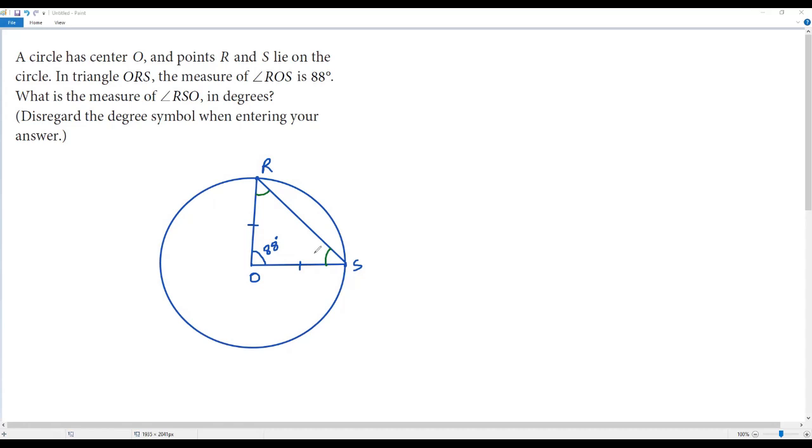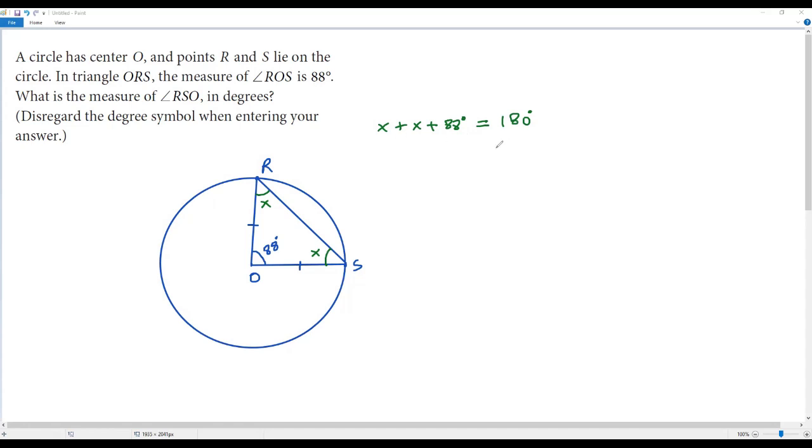Now let me assume x as the measure of angle RSO. Then what is the measure of angle ORS? This one also must be x because both these interior angles must be equal in measure. Now let's add the three interior angles of this triangle. Then we have x plus x plus 88 degrees. In any triangle, the three interior angles will add up to 180 degrees.